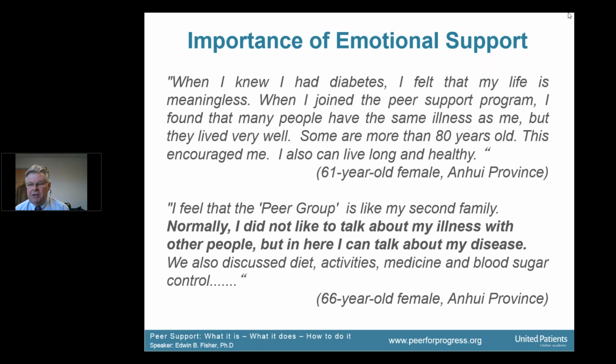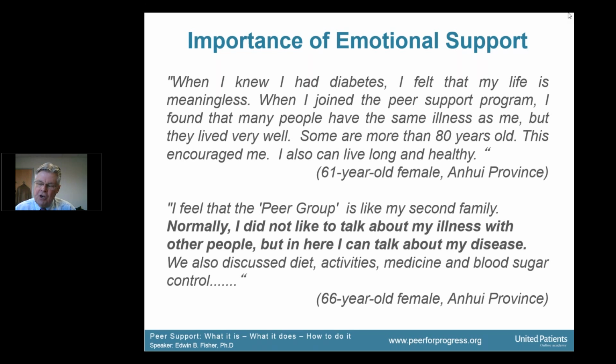When I knew I had diabetes, I felt that my life is meaningless. When I joined the peer support program, I found that many people have the same illness as me, but they lived very well. Some are more than 80 years old. This encouraged me. I also can live long and healthy. And that's from a 61-year-old woman. And then the next says, I feel that the peer group is like my second family. Normally, I did not like to talk about my illness with other people, but in here I can talk about my disease. We also discuss diet, activities, medicine, and blood sugar control.